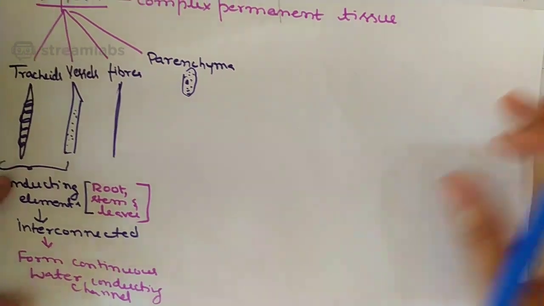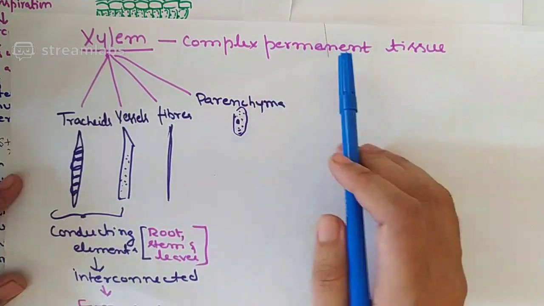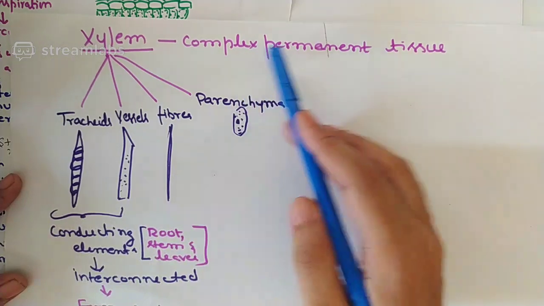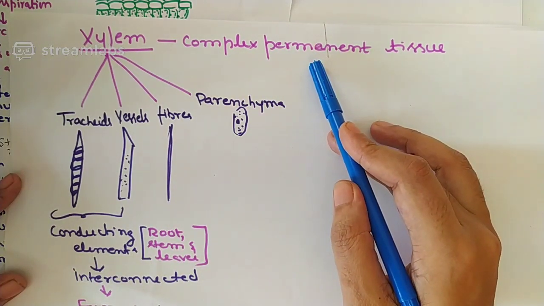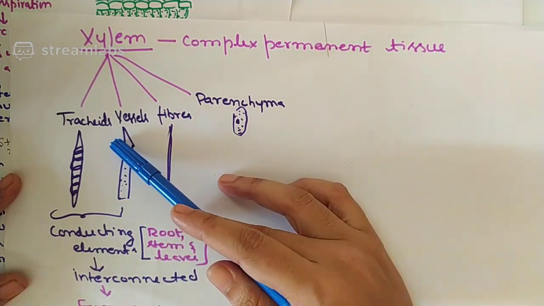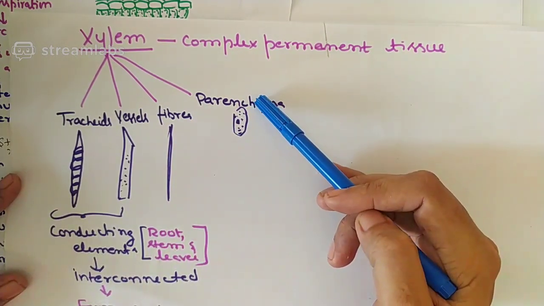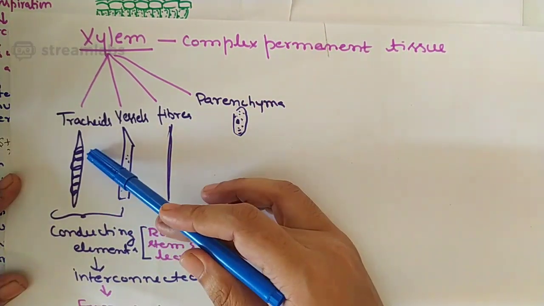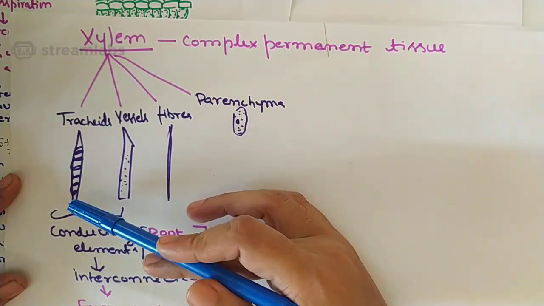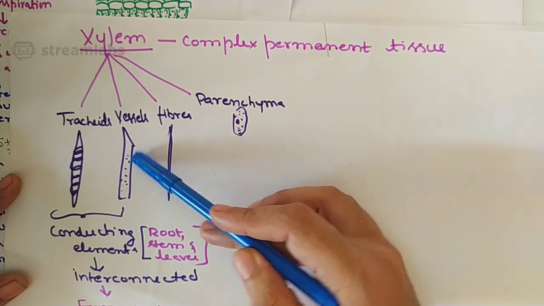Okay. Then we have studied the components of xylem. I have told you xylem is a complex permanent tissue. Complex because it is made up of different kinds of cells. Permanent because it has lost the capacity to divide. So I have told you the different components of xylem, that is tracheids, vessels, xylem fibers and xylem parenchyma. Tracheids are elongated cells with pointed ends, whereas vessels are tube-like structures.